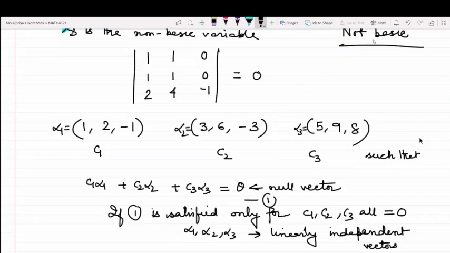So linearly independent, what does it imply? It implies when you cannot express one vector in terms of the other, whereas linear dependent implies when you can express one vector in terms of the other.